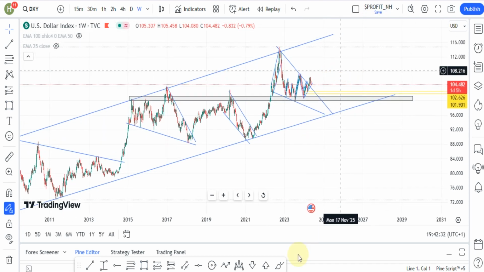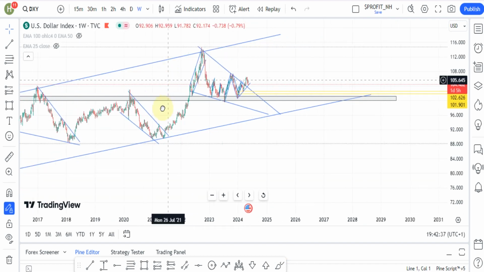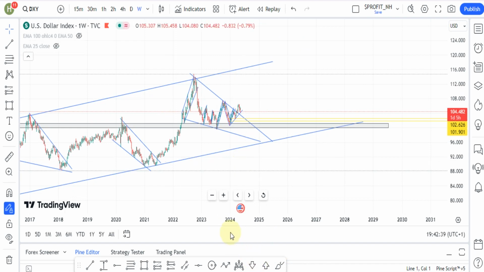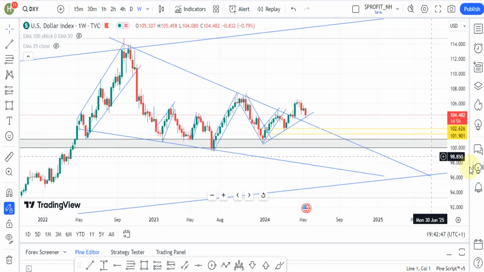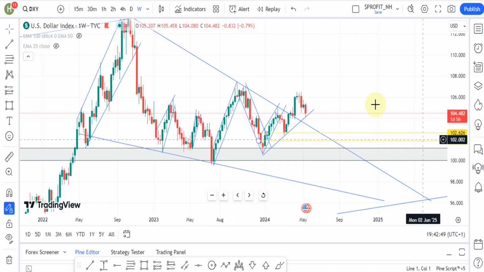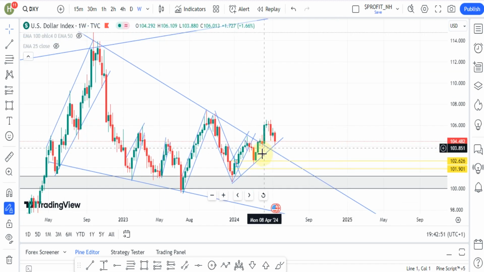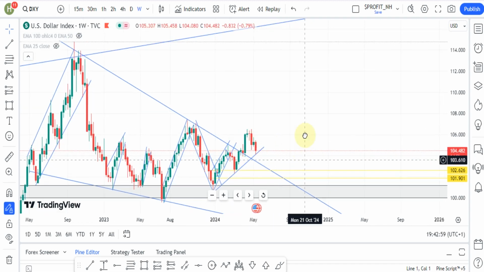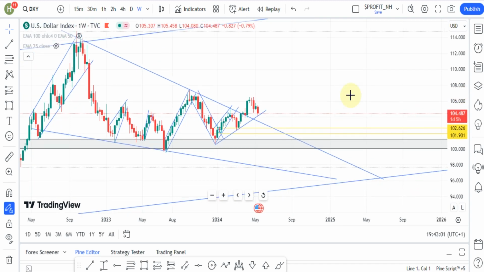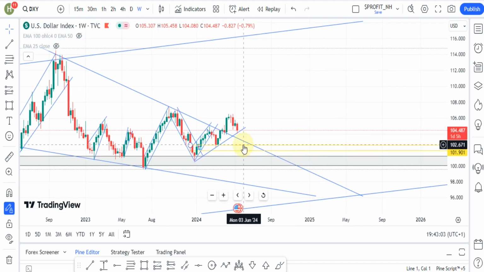But that didn't happen. Instead, this market gave us a bullish pennant at this point, and let me zoom in so that you can see. As you can already see, this market has already broken above this bullish pennant. It broke above this bullish pennant with a bullish engulfing candlestick, showing us that this market is in a very, very strong uptrend.